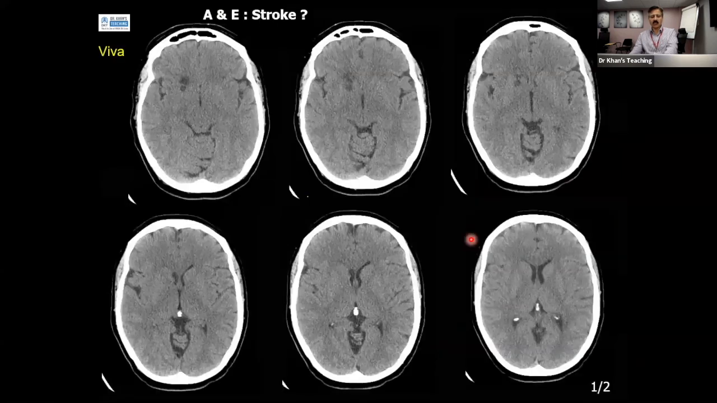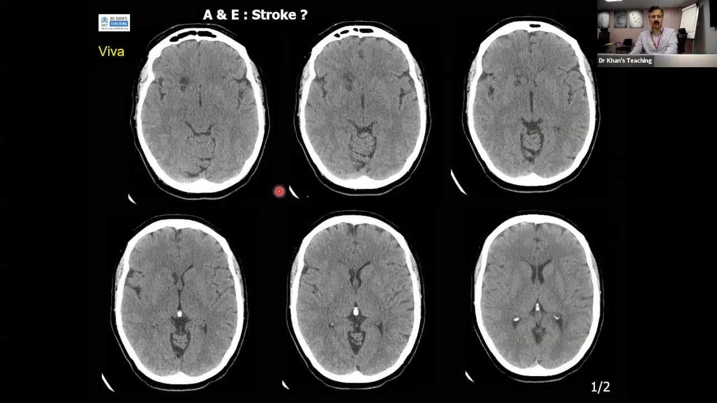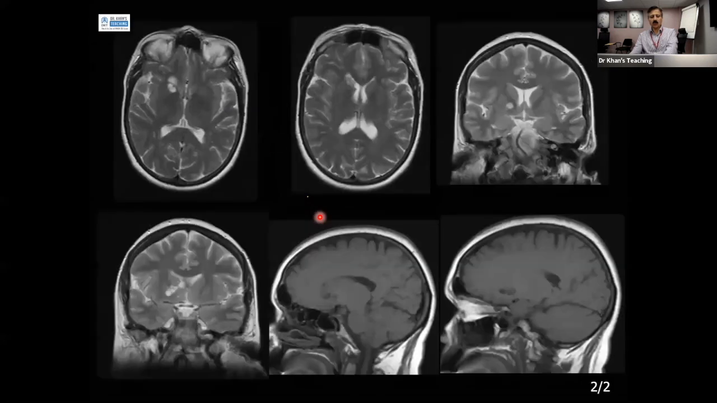Look at this case. And I've seen so many people at times reporting these kinds of cases. This patient presented to the A&E with stroke-like symptoms, and it was reported that maybe there is lacunar stroke, but there is no lacunar stroke. This is a normal variant of enlarged perivascular spaces. And on an MR, you can also see the same thing.